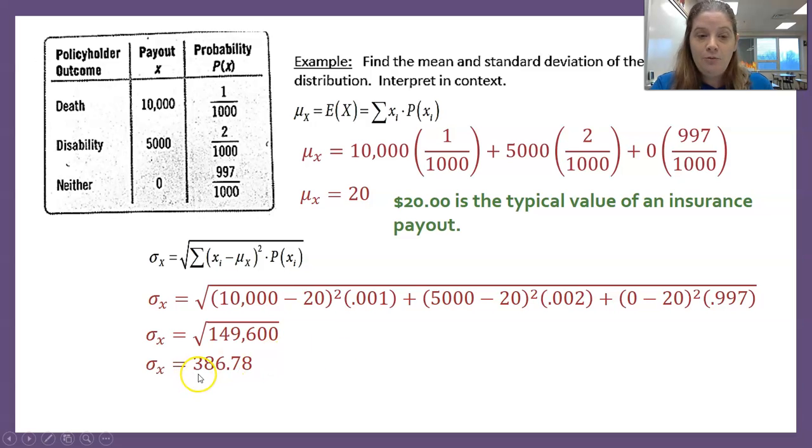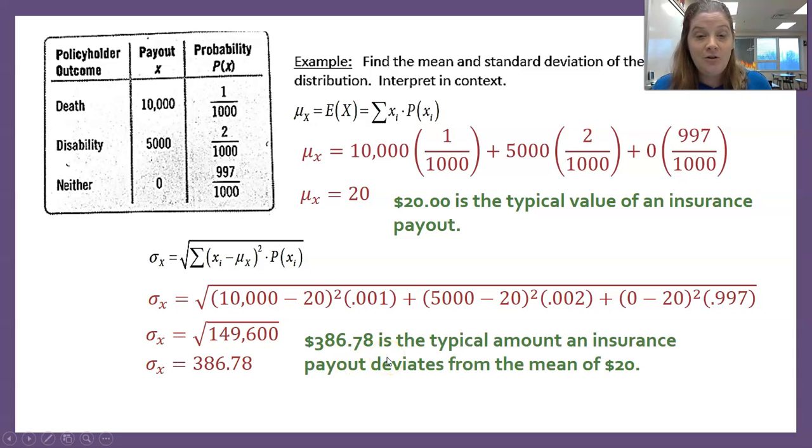And when we take the square root, we get 386. All right, so remember, this is not in context. What is this? This is a standard deviation, and it's an insurance payout, so it's money. So $386.78 is the typical amount that an insurance payout deviates from the mean of $20. This is a typical amount that something we see happens deviates from the average thing, what we expected to happen.